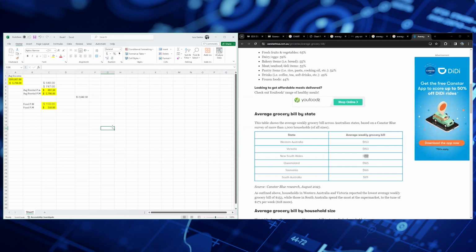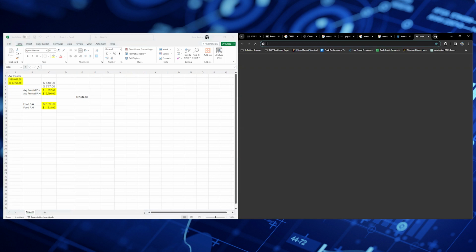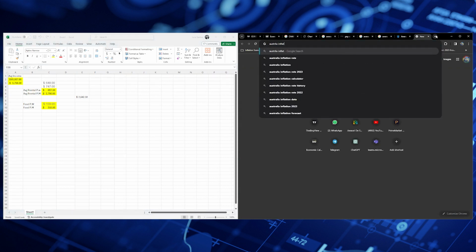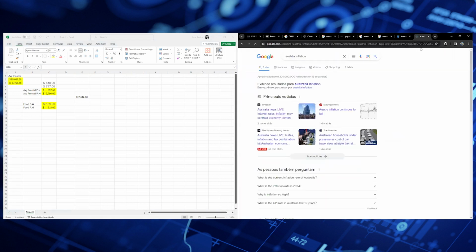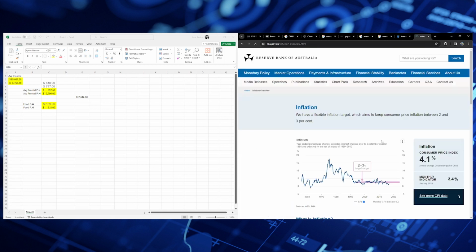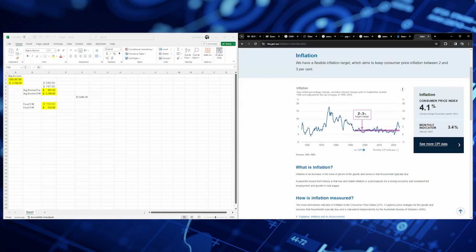It's something that we all talk about every day. Let's go for inflation overview. So the inflation right now in Australia is at 4.1%, and the monthly is at 3.4%.